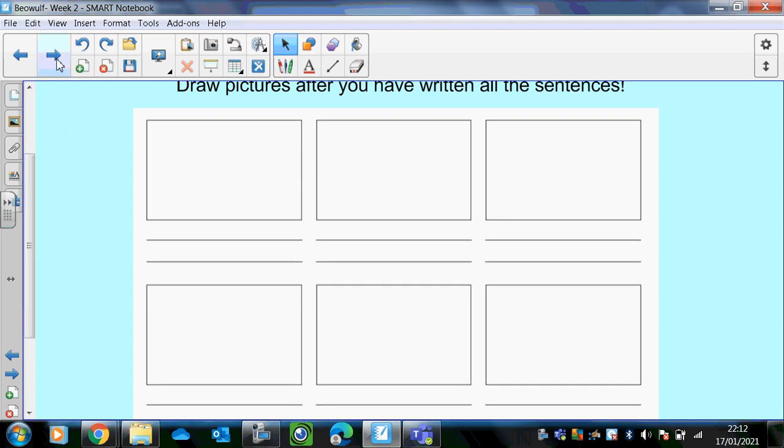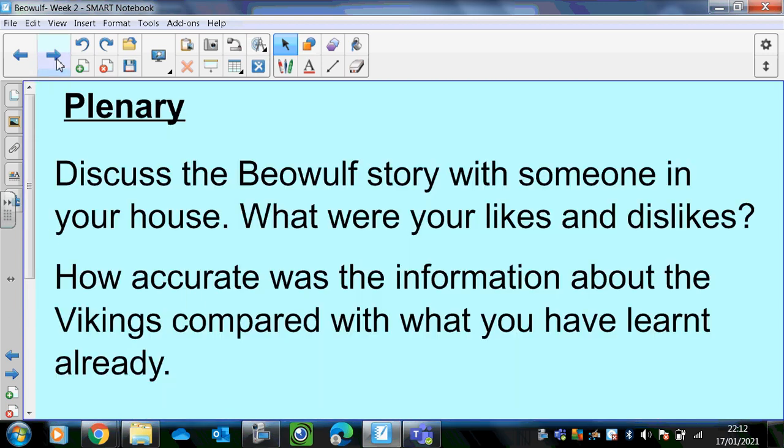When you've done that, I'll let you get on in a moment. When you've done that, can you discuss this story? So show somebody in your house the comic strip that you've drawn, discuss what happened, discuss what you like or don't like about the story. And then can you have a think about how accurate the information was about the Vikings compared with what you've learnt already? And if you'd like to, you can just write a couple of sentences in your reading skills book, and that could be sent to us as a photo on Teams along with your comic strip. So task 1, complete your comic strip, then discuss the Beowulf text with someone in your house.